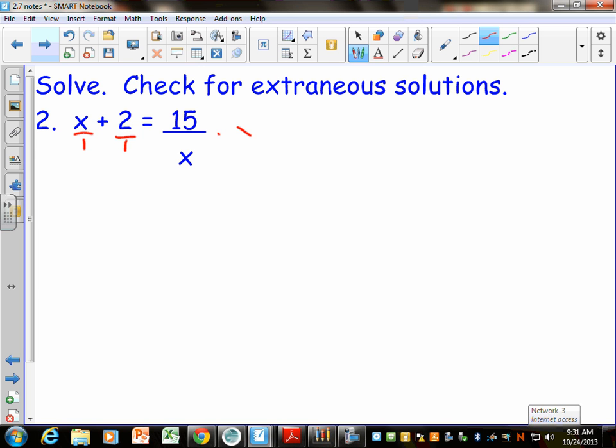We could multiply this side up by x, right? Multiply the x over. It works out the same way because x is your common denominator. If you multiply this side by x, the x's cancel out. But notice now we're not just going to get a simple problem. It's kind of simple, but it's a quadratic, right? You get x squared plus 2x equals 15.